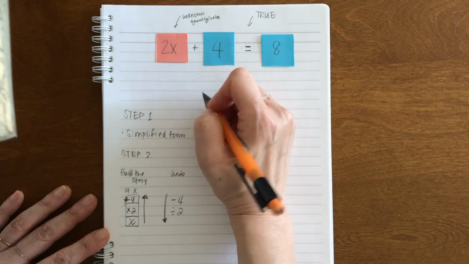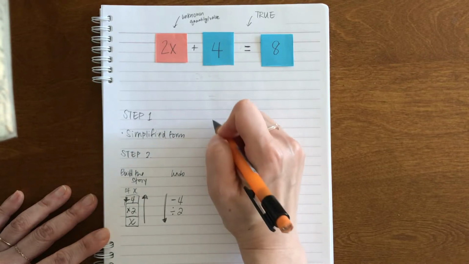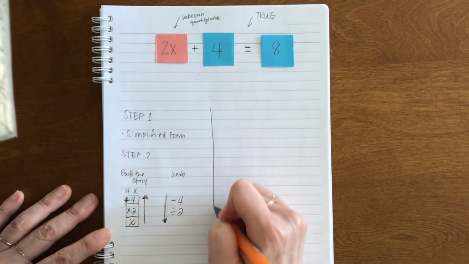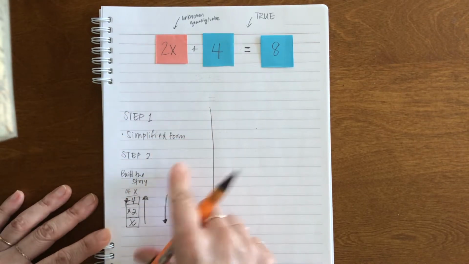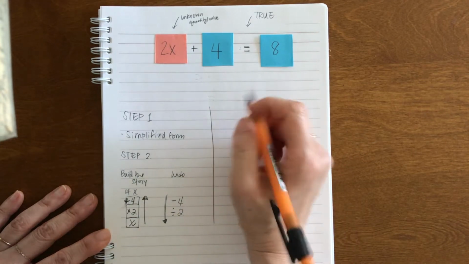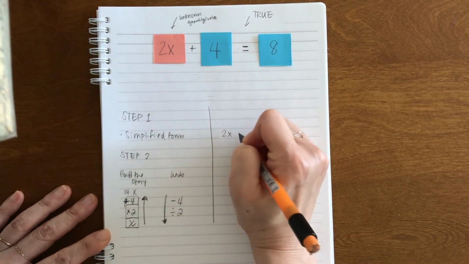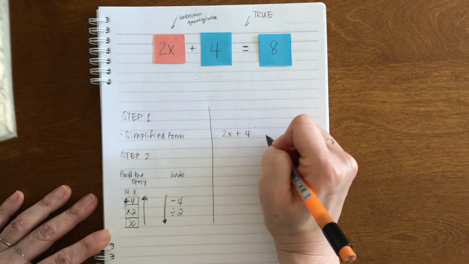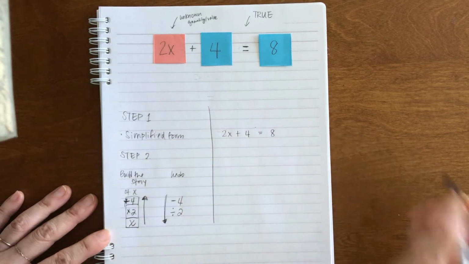So I'm going to rewrite our equation here. I'm going to split it up like this because I want us to write the steps on the left and then solve on the right. So we said it is in the most simplified form, right? 2x plus 4 equals 8.